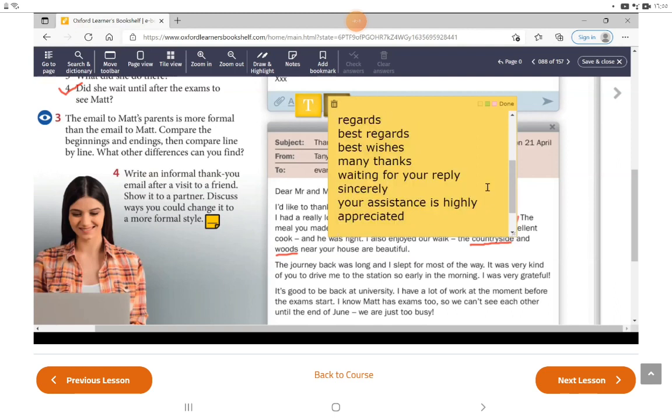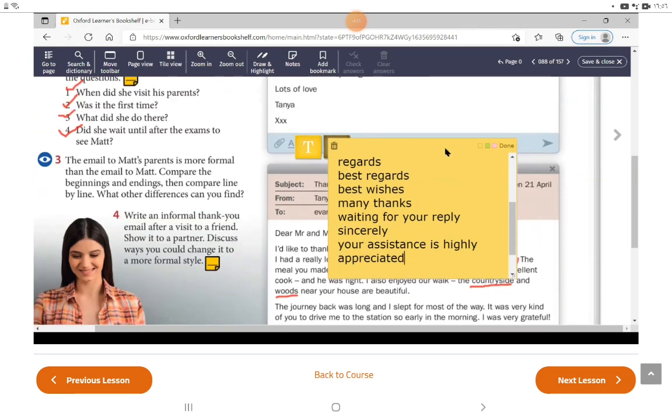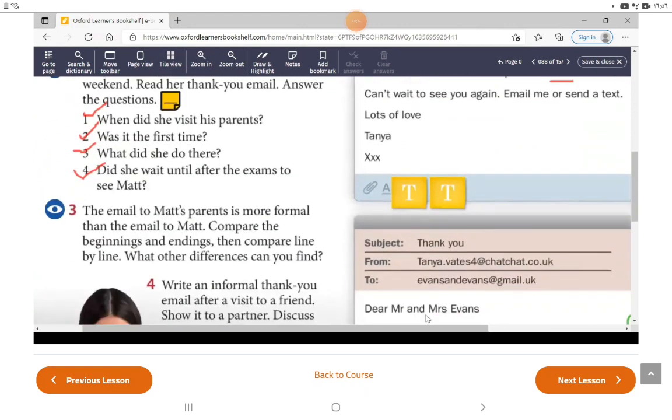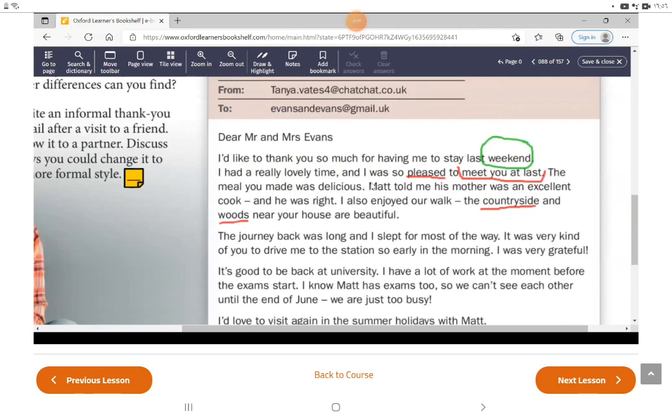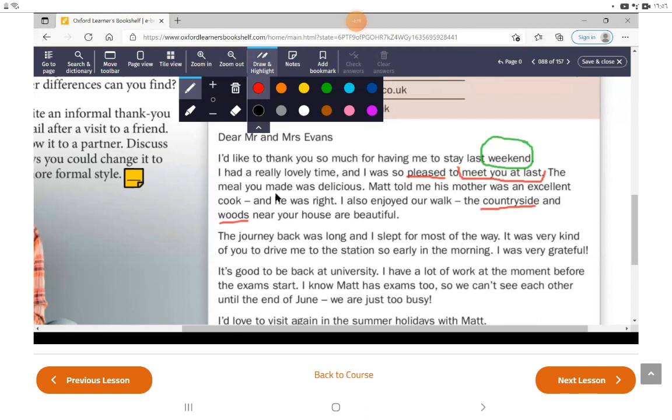Okay, good. So ladies, that's Miss Nadia. And where is the answer for number 3? What did she do there? Let's look for the answer. Let me zoom. It is here. I had a really lovely time. I was so pleased to meet you. The meal you made was delicious. So we know that she ate something. The meal you made was delicious. So this is 1. And 2, I also enjoyed the walk. So we know she did 2 things. She ate and she went for a walk. Where? To the countryside and the woods. Okay, good. Any other questions?